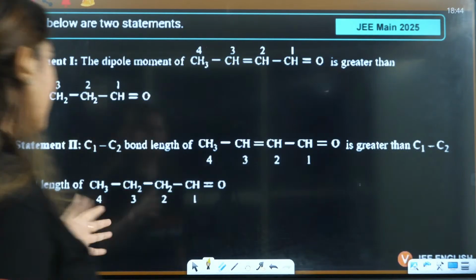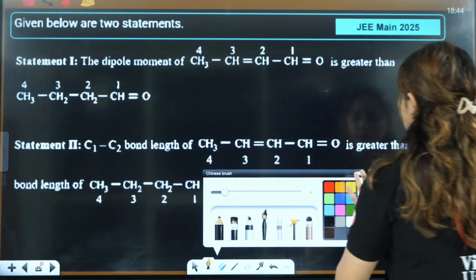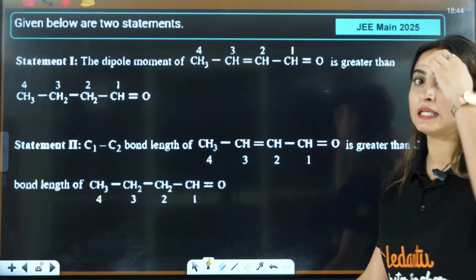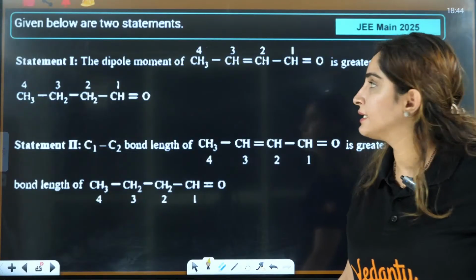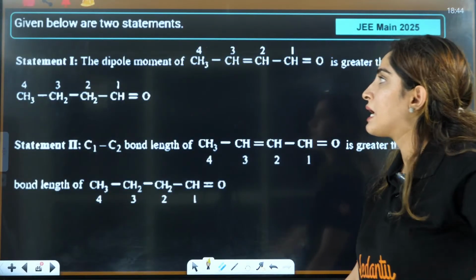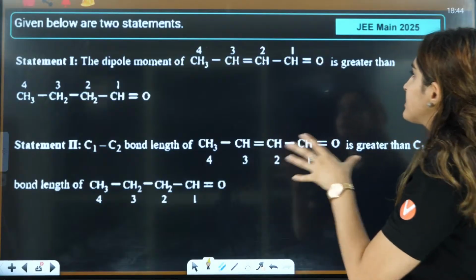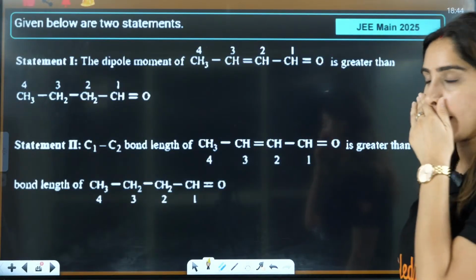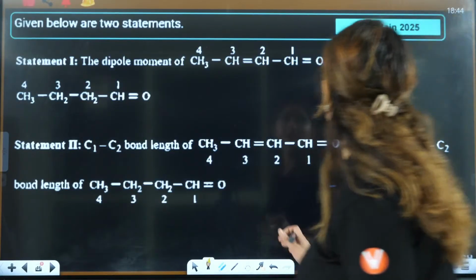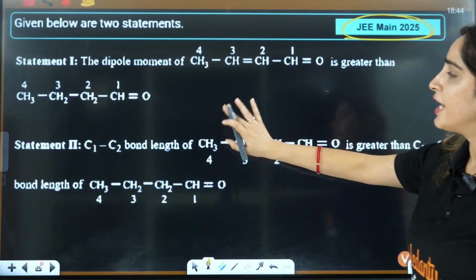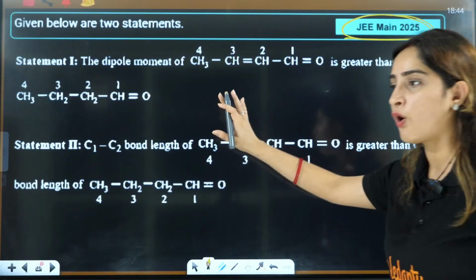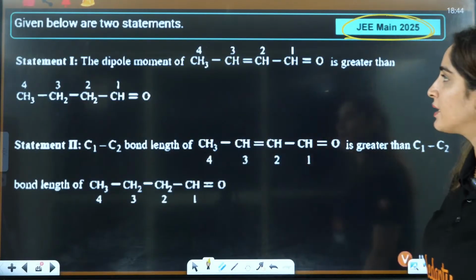We are left with 3 more topics here: Bent's rule, Drago's rule, and then hydrogen bonding. So the dipole moment of this is greater than this. It's a very interesting question asked in 2025, a general question. It might seem that this is from organic chemistry, but this is from chemical bonding.